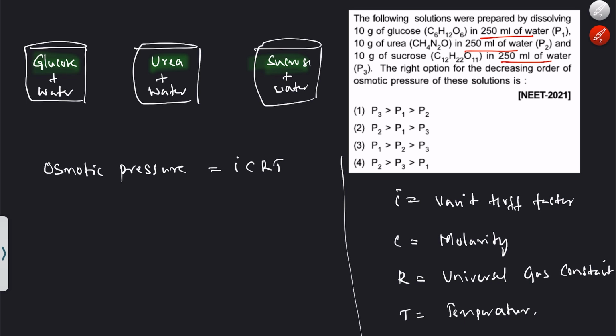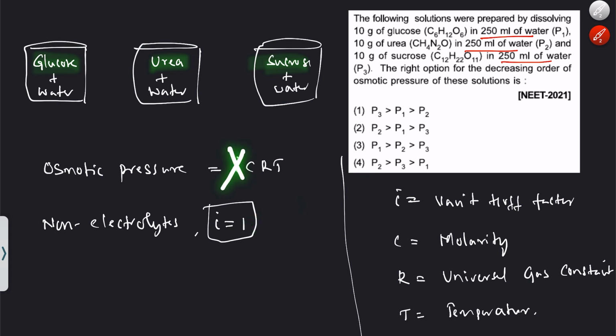One more important thing in this question: glucose, urea, and sucrose are all non-electrolytes. What are non-electrolytes? Non-electrolytes are those which cannot undergo dissociation. That means if they don't undergo dissociation, the i value is always 1 for all these non-electrolytes. So since glucose, urea, and sucrose are all non-electrolytes, the i value is always 1.